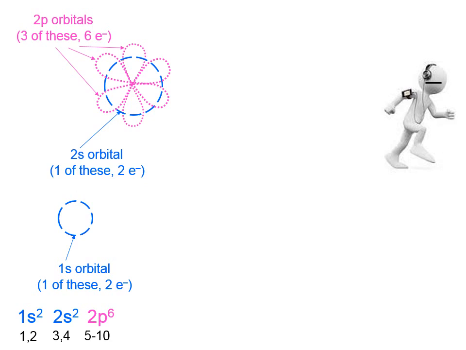So electron number 11 shows up. He hit his snooze about 3 times, looks at the 1s orbital like an idiot, as if the 1s orbital is going to be available. It's not. So he looks at the 2s orbital. It's full. All the 2p orbitals are full. The next easiest orbital that's available is this one.